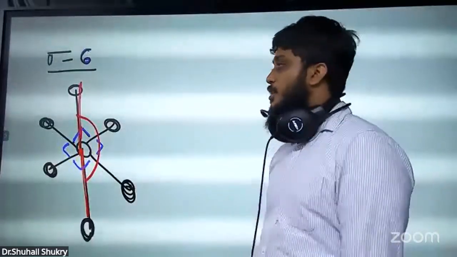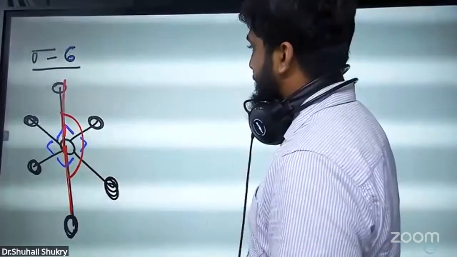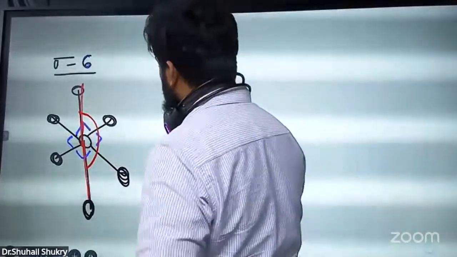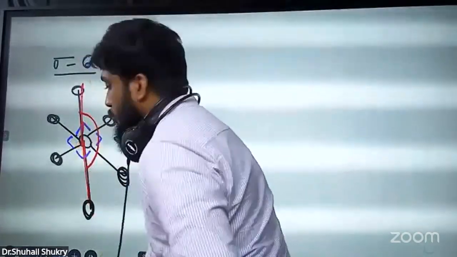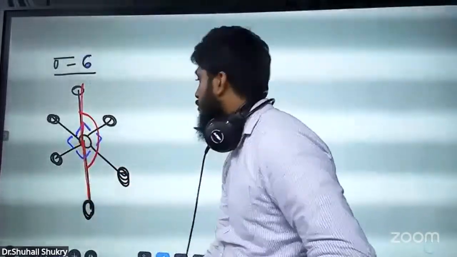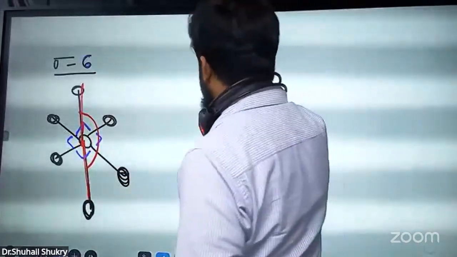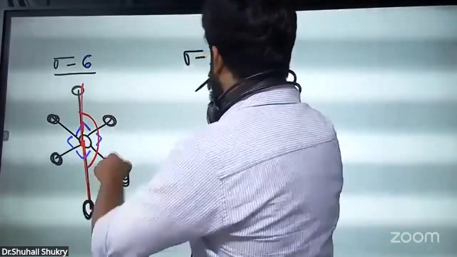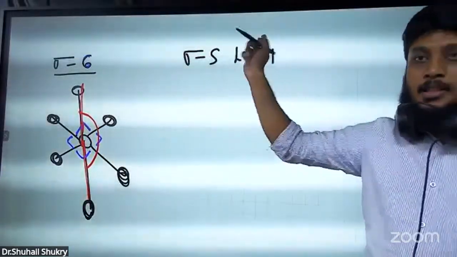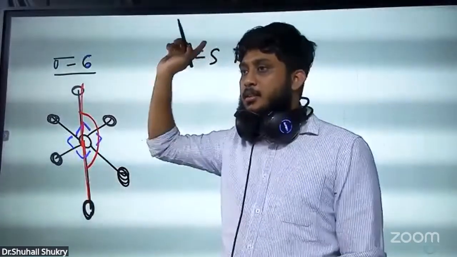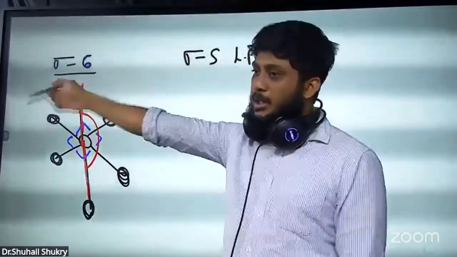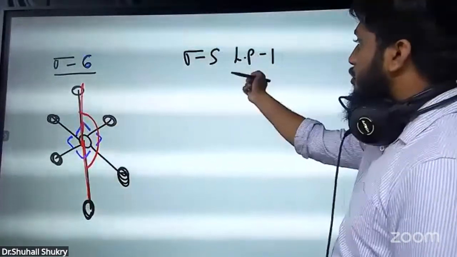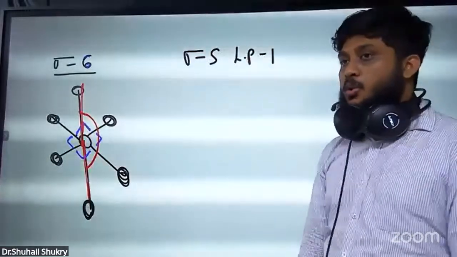Now we'll remove one by one. First of all, we'll remove this one. Then tell me what I'll get. Sigma how much? 5. Lone pair 1. Still, these also have the same 6 repulsion units. Repulsion units are the same, according to VSEPR theory. We are checking how many repulsion units. So these all become one category. This also has 6 repulsion units, but 5 sigma and 1 lone pair.